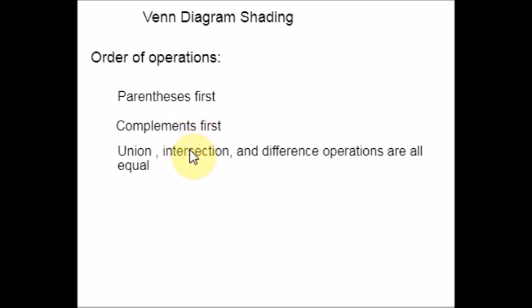And then the third important order of operation is union, intersection and difference. These operations are all equal in the order. So if we have more than one of these at a time, we have to use parentheses to indicate which of these operations should be done first. Let me show you an example so that it will be clear.